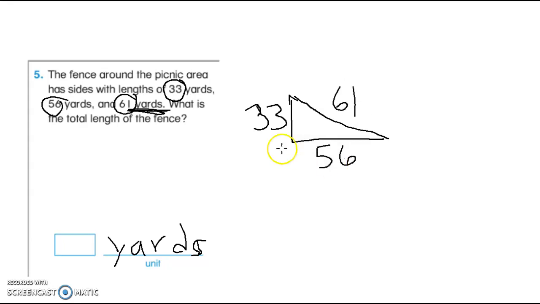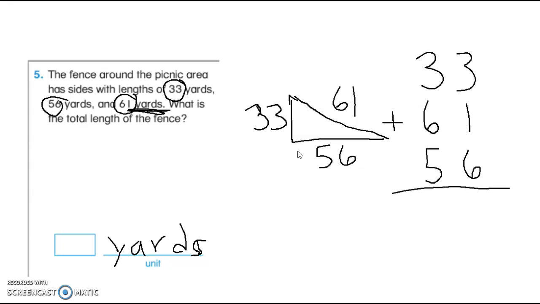What do you think I have to do with these? It wants me to find what is the total length of the fence. That means I'm going to have to add them together. I have to add my 56 plus my 61 plus my 33. I'm going to do it in one long sequence this time, because I think I can add 3 numbers at a time.